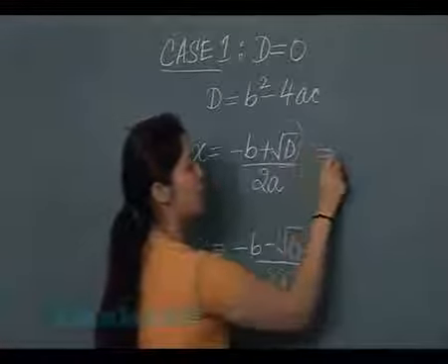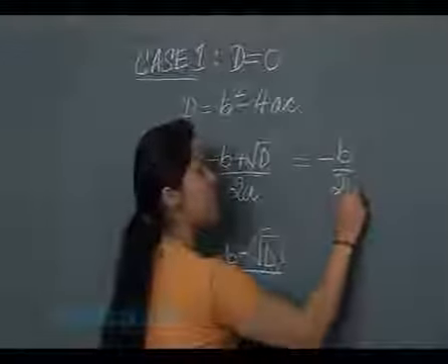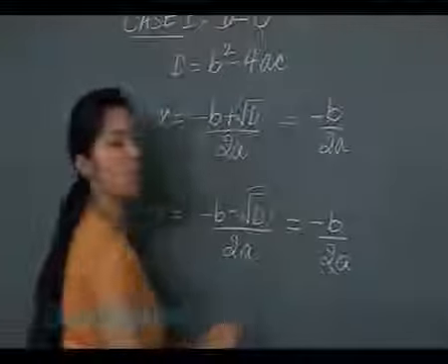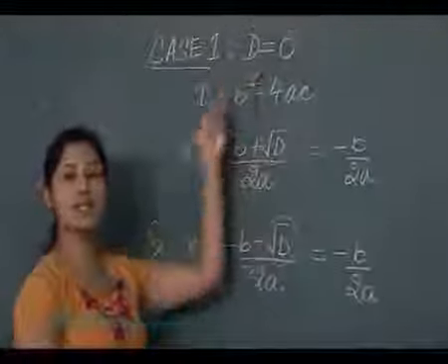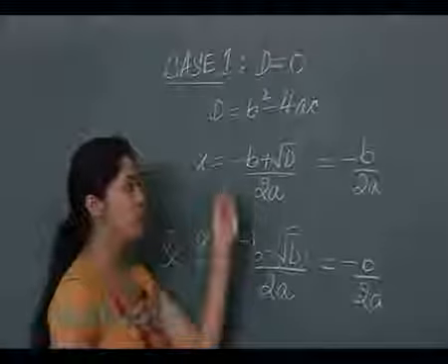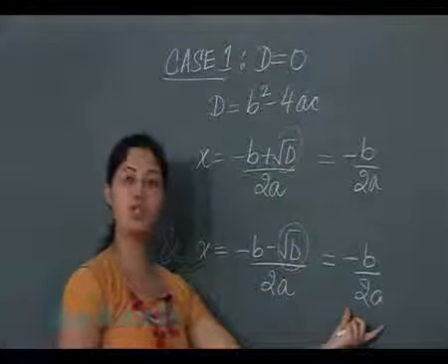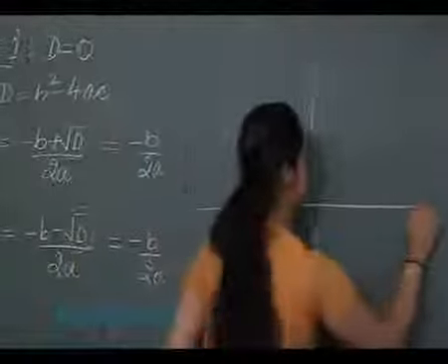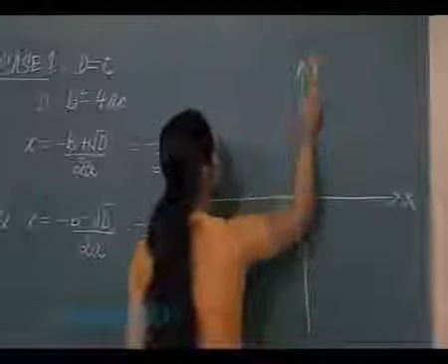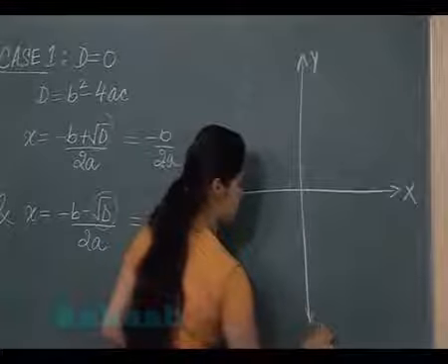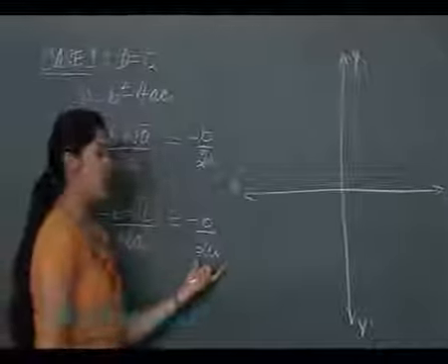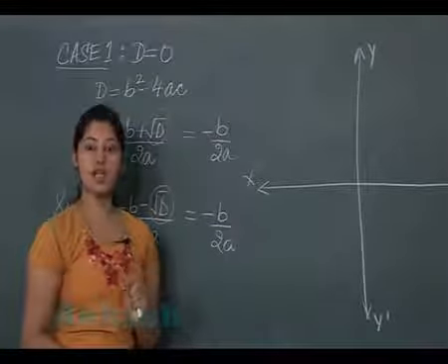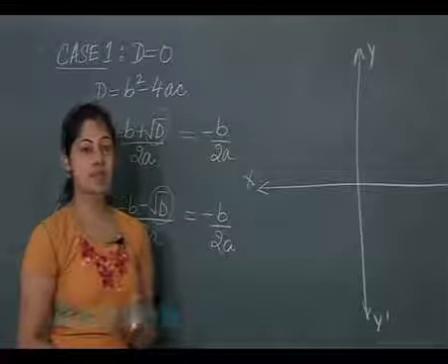That means we will get here minus b upon 2a, and the second root will be again minus b by 2a. That means whenever we take the case that the discriminant is 0, both the roots become minus b upon 2a. Now we will look at it geometrically. This is the x-axis, y-axis, x dash, y dash. Now here we are getting only one value of x. That means there is only one value of x for which the quadratic equation becomes 0.